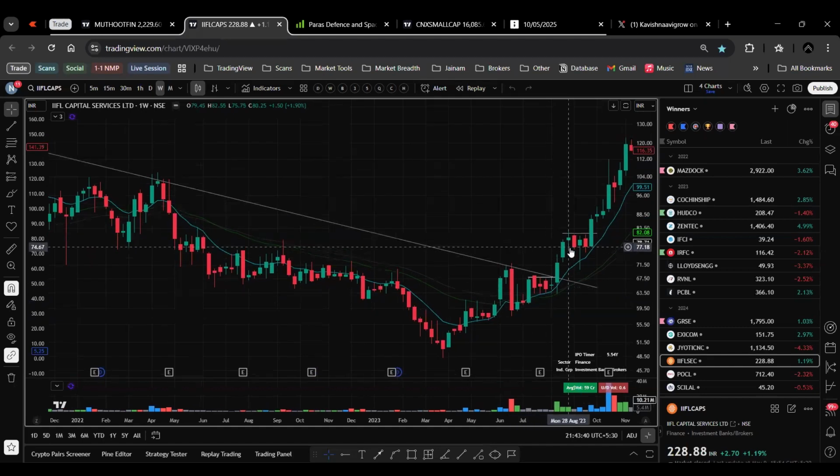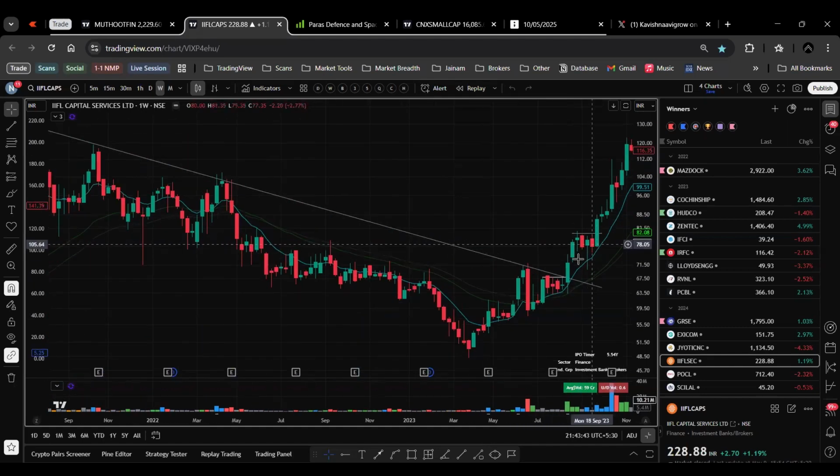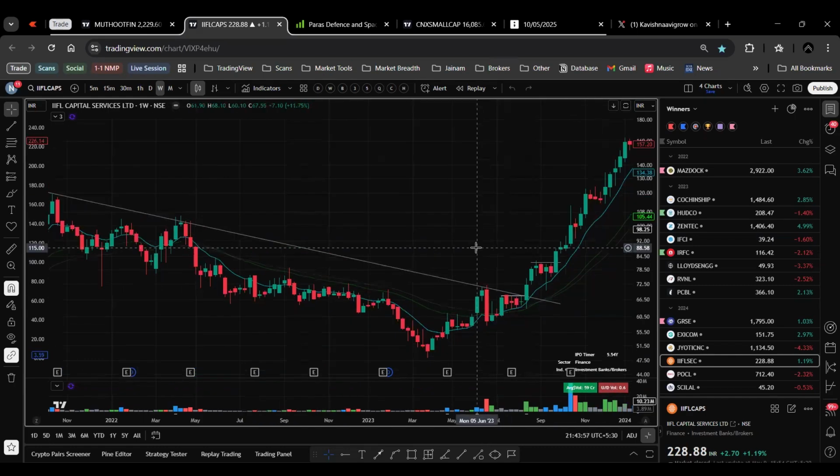And that is exactly what happened here. If you see, it broke out and it gave you another chance. This entry is much better than this one because you have some proof of demand. Do you agree? You need some proof before you jump in, a stock.